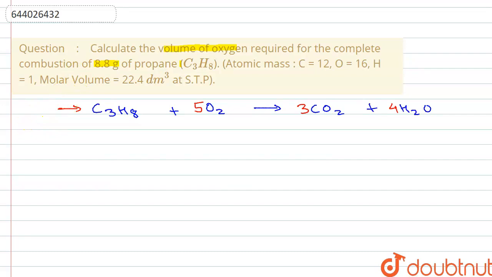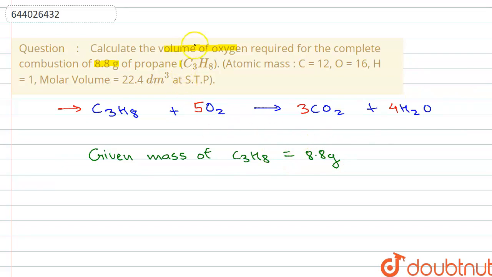Okay. Now in this question they are asking us what is the volume of oxygen required for the complete combustion of 8.8 grams of propane. So they have given us some mass of propane. So let's write it down. So the given mass of propane, that is C3H8, is 8.8 grams. Okay, so that is the given mass of propane.